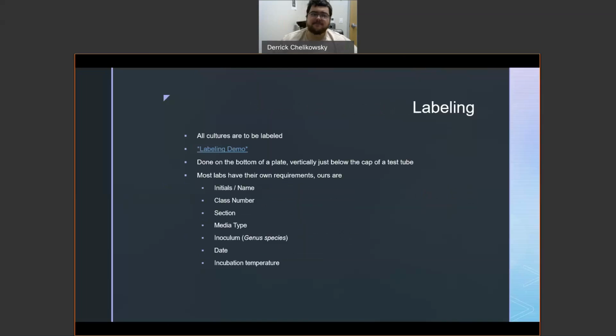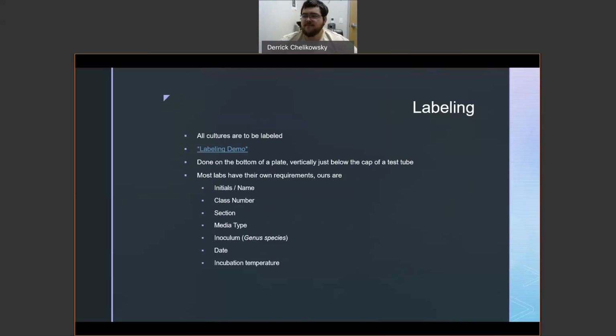Some basic labeling. All cultures are to be labeled at the time of you making them. That is before you inoculate them. This is done on the bottom of the plate, vertically just below the cap of a test tube. There is a linked demo as well. Most labs, depending on where you are, will have their own requirements.